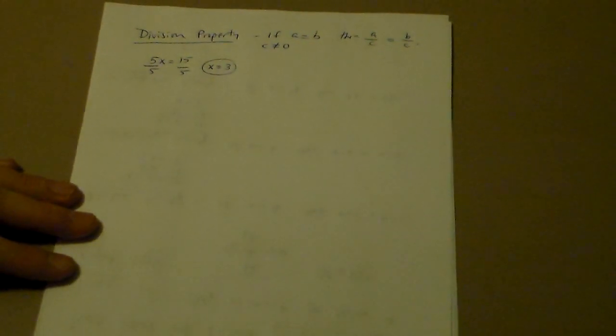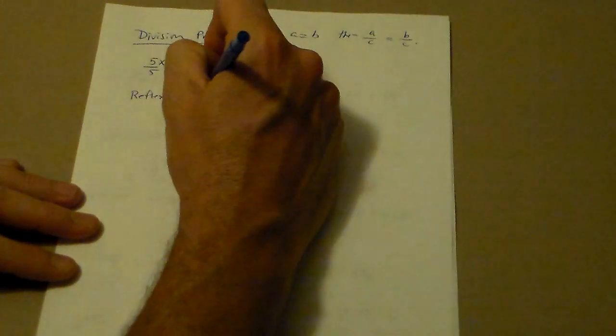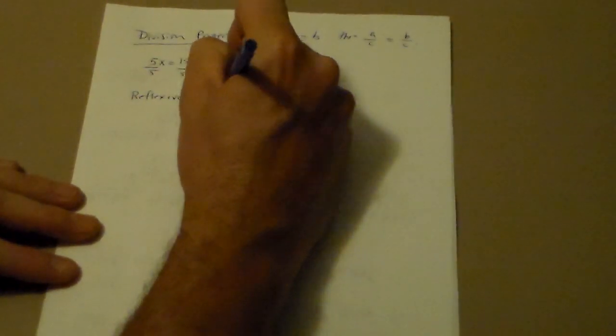So if I had 5x equals 15, and I divided by 5 and divided by 5, and I got x equals 3, that's an example of the division property. Okay, the division property. So we've got a few more. This first one, you're going to look at it and say, well, I don't understand the point. And we will in chapter 4. It'll make sense in chapter 4, and that's our reflexive property.